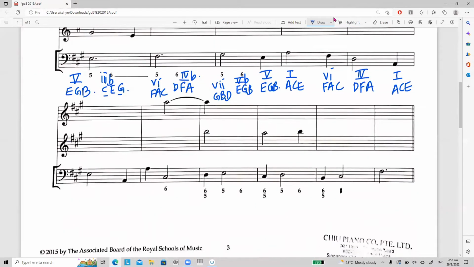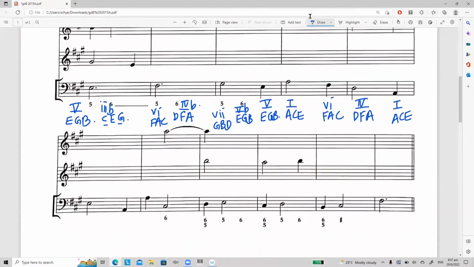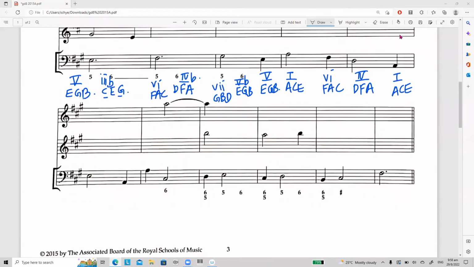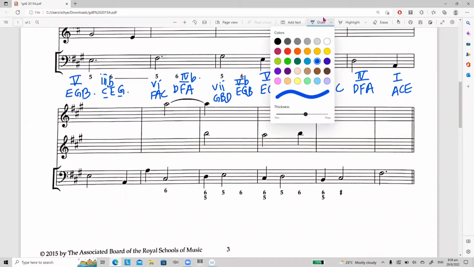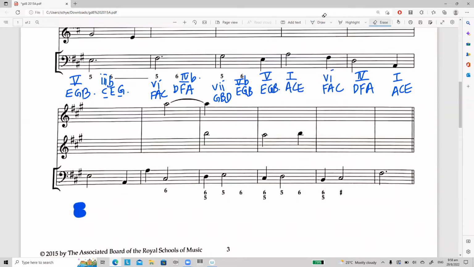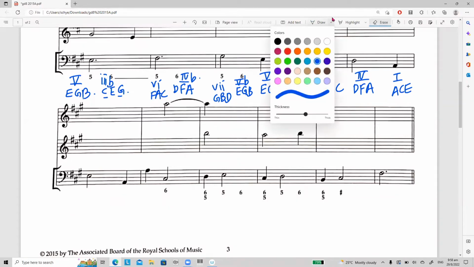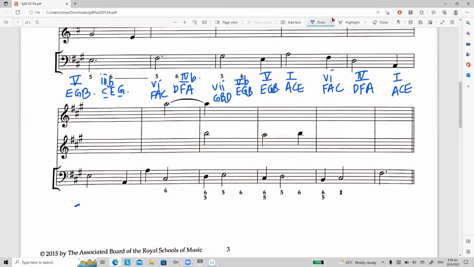Last line, E is a root position. It's E, G, B again, root position. So this is E, G, B. Chord 5. Next one is chord 1, A, C, E. Next one is root position also. So A, C, E. So 6 means this C is the middle note. So C is the middle note, then it will be A, C, E, chord 1, B.